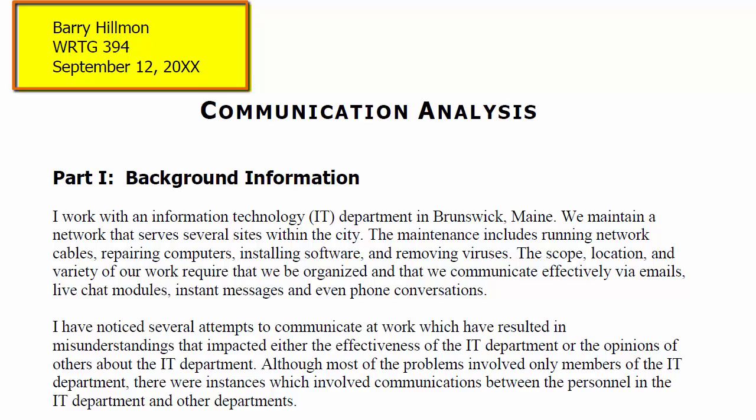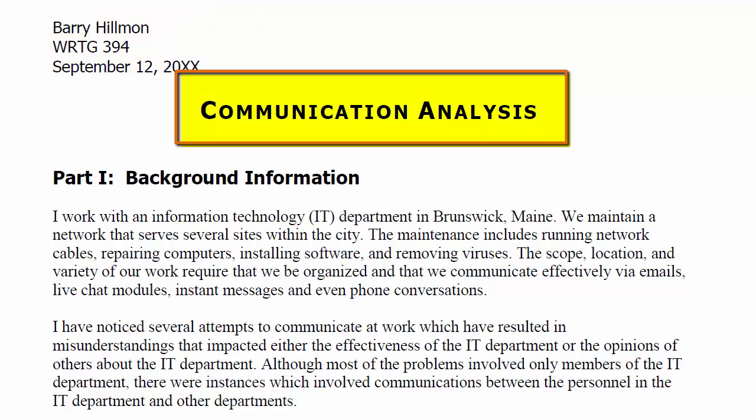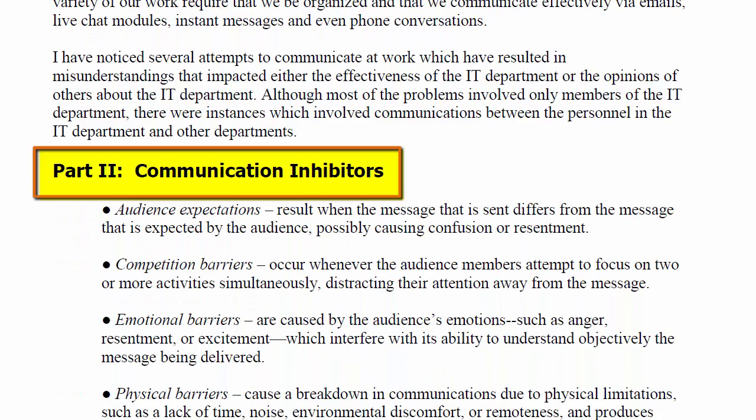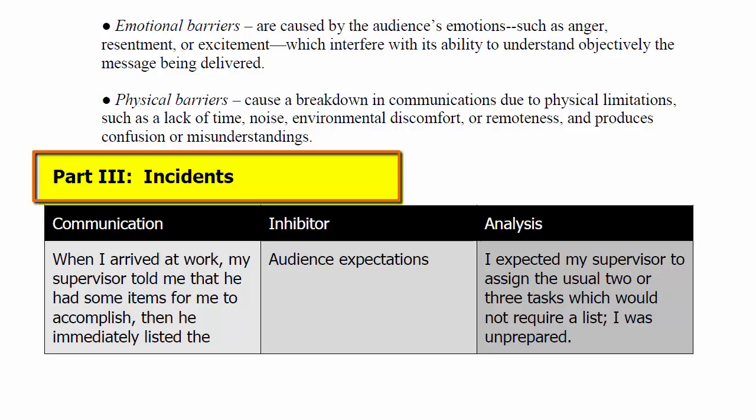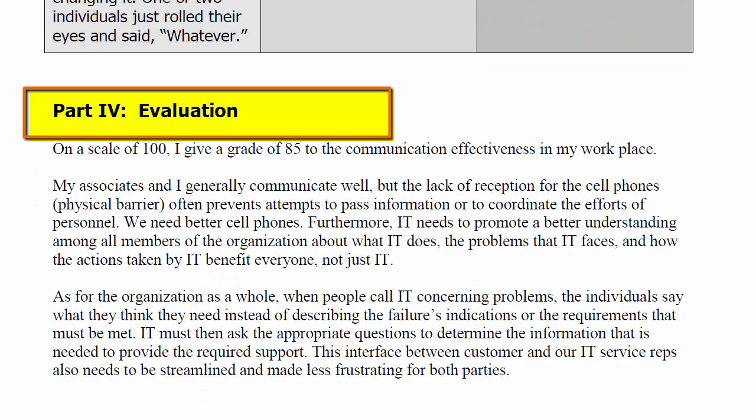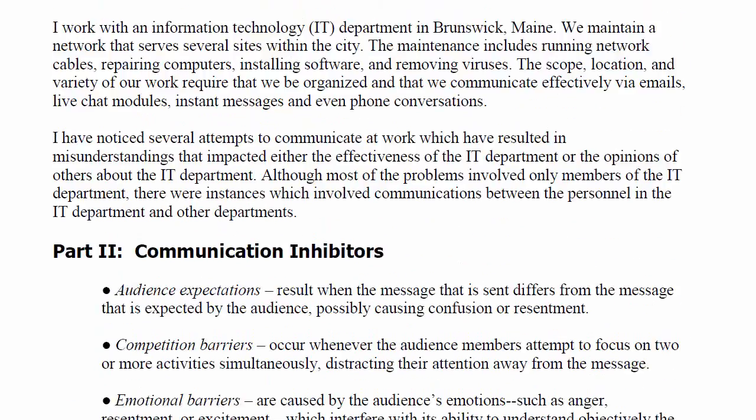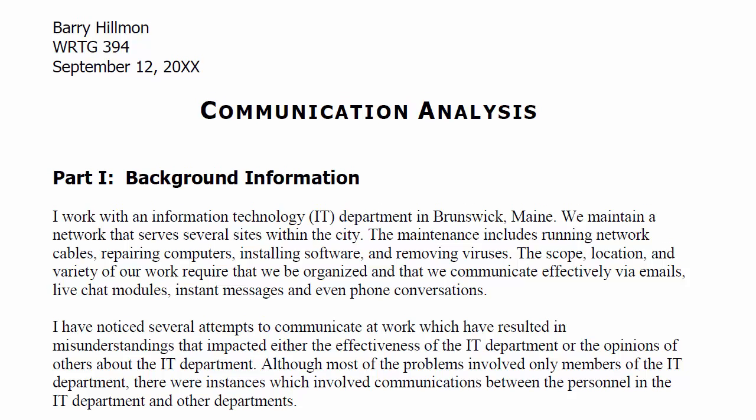It is by Barry Hillman, which is a fictitious name. You see up top, right in the middle, a title, Communication Analysis. And then underneath it, in smaller type, is a series of subheadings. Part 1, background information. Part 2, communication inhibitors. Part 3, the actual incidents. And then Part 4, the evaluation. So you see, Barry has used subheadings to divide his paper into the exact 4 sections that were outlined for you in the assignment requirements. And again, notice all subheadings are formatted exactly the same.